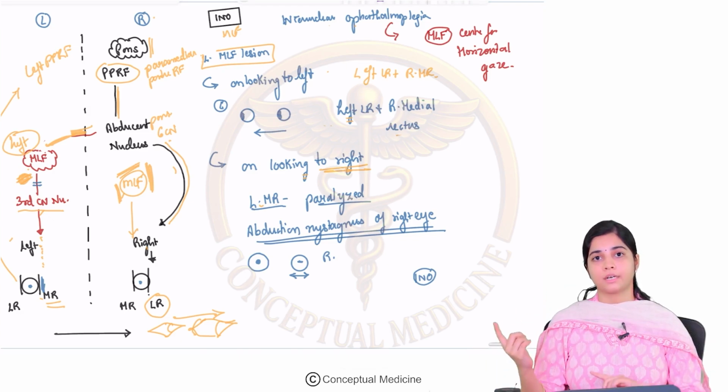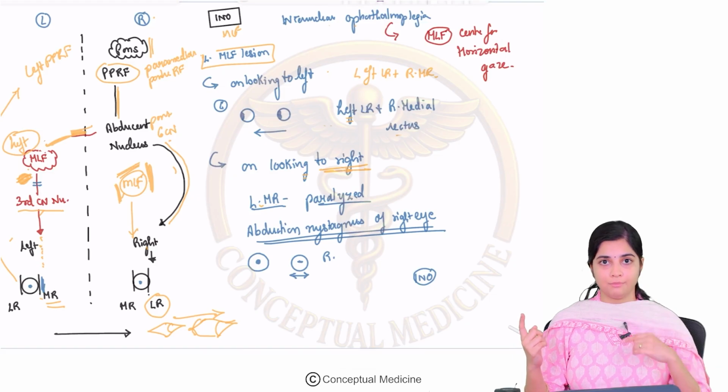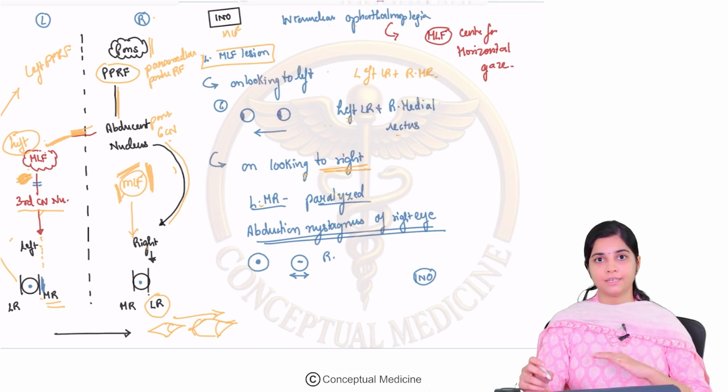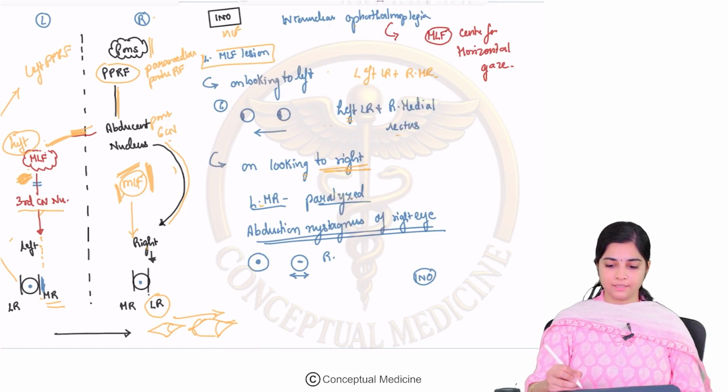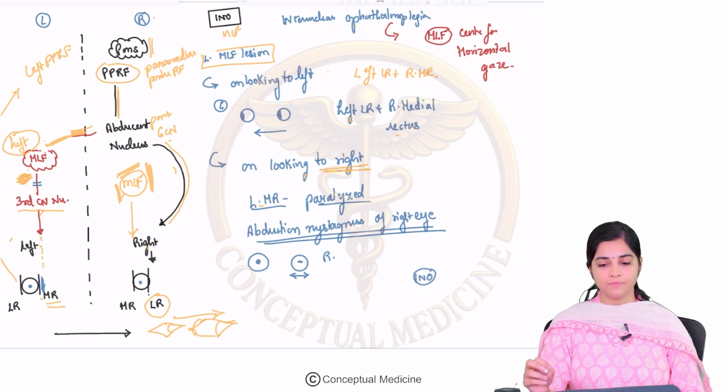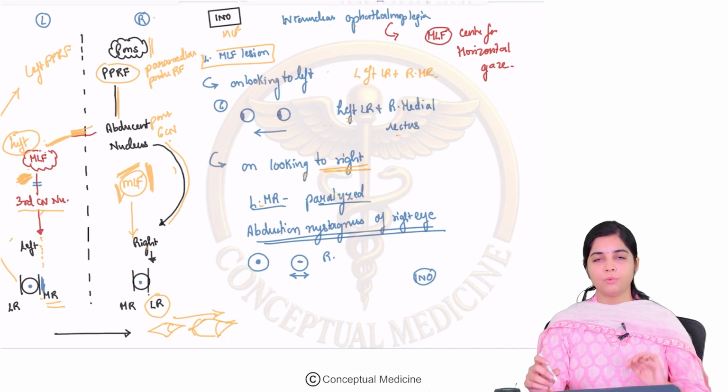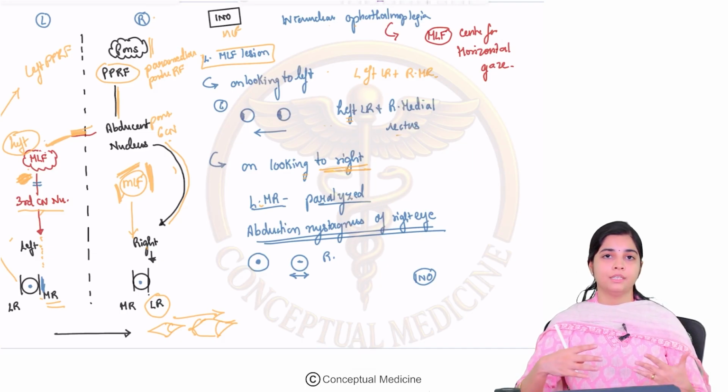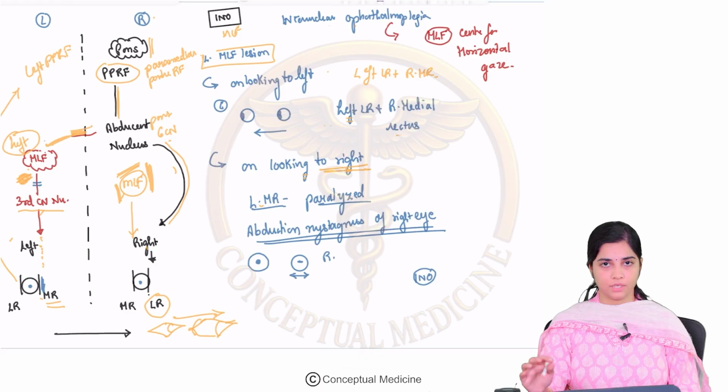But on looking to the right, because your left MLF is affected, your left medial rectus cannot move, and hence it will be paralyzed, and you have an abduction nystagmus of the opposite eye. So this is your INO, a slightly difficult concept. If you go back and read up the pathway again and again, you will understand this. Okay? Fine. So this is clear.